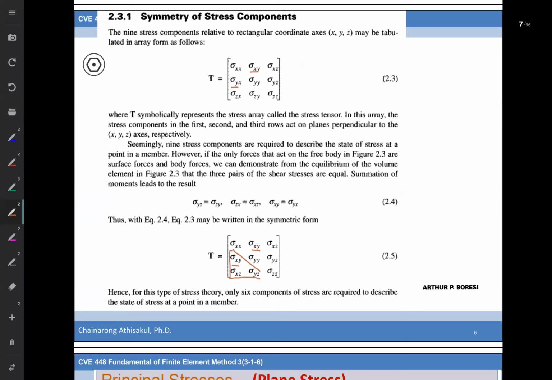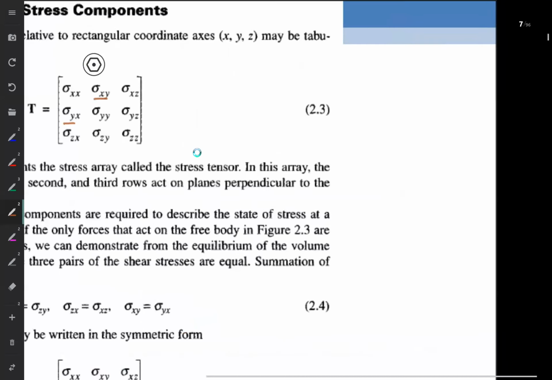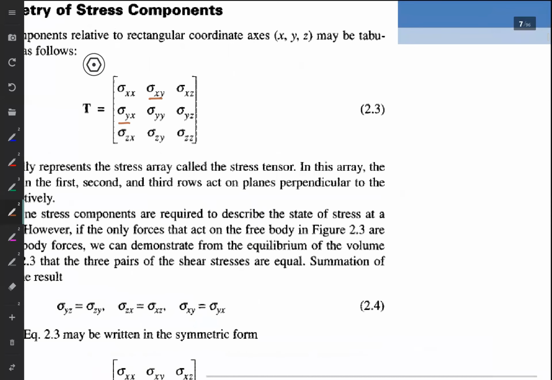Actually, I can derive it for you for the plane problem. Normally I think you have learned this topic before in mechanics of materials, but you focused only on the plane problem. If we focus only on the plane problem, I think you may be familiar with the notation.